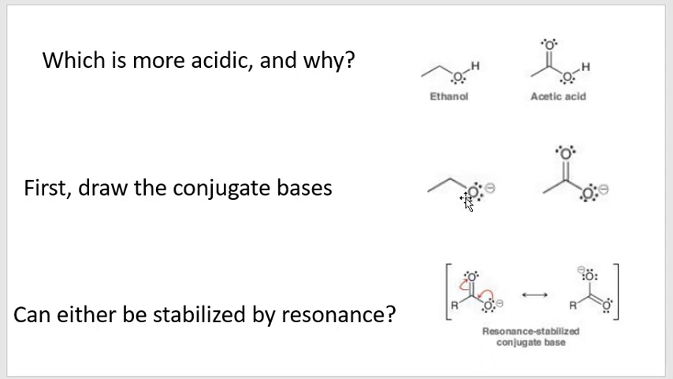So this conjugate base, the ethoxide, is going to be less stable. This one is more stable, which means that acetic acid is more acidic than ethanol. And indeed, if you went back and looked at the pKa's, you would see that the pKa of acetic acid is around 5, whereas ethanol is around 16.